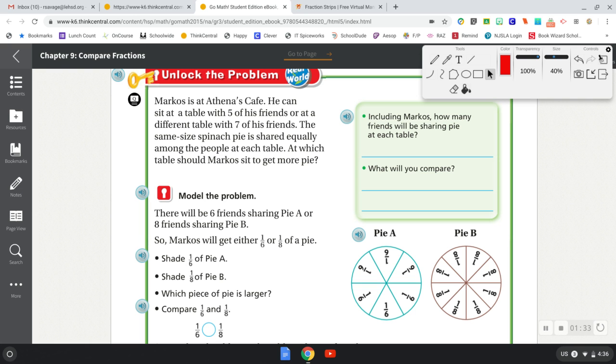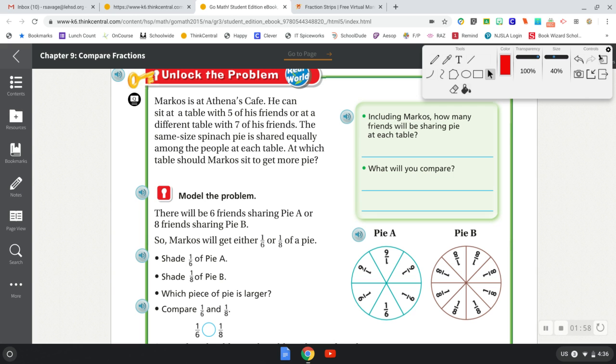Marcos is at Athena's cafe. He can sit at a table with 5 of his friends or at a table with 7 of his friends. The same size spinach pie is shared equally among the people at each table. At which table should Marcos sit to get more pie?